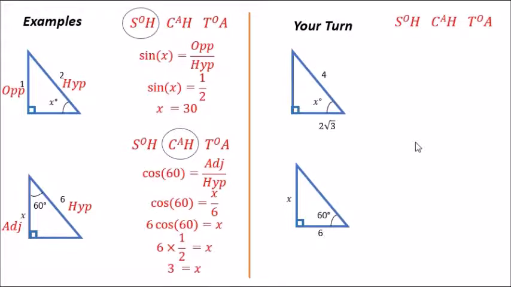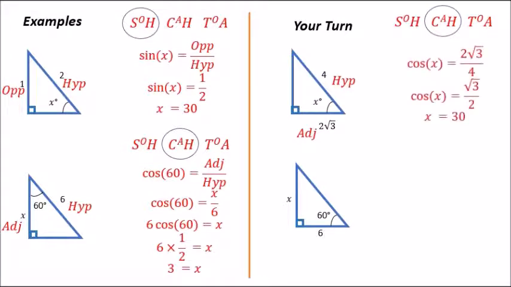Let's go through them. So using SOHCAHTOA, we are given our adjacent and our hypotenuse, therefore we're going to use cos. When we write this out, cos of x is equal to 2 root 3 over 4. So cos of x is equal to root 3 over 2. Now, root 3 over 2 is the exact value of cos 30. Therefore, x is equal to 30 in this question.